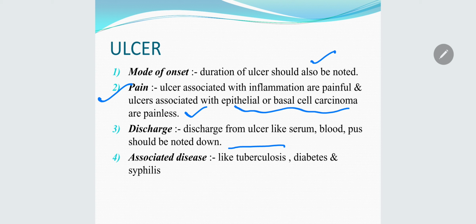Discharge from the ulcer, like any blood, pus or serum. And associated disease, because in many systemic diseases you will see ulcers in the oral cavity also, like tuberculosis, diabetes and syphilis. So you have to see the associated disease also.